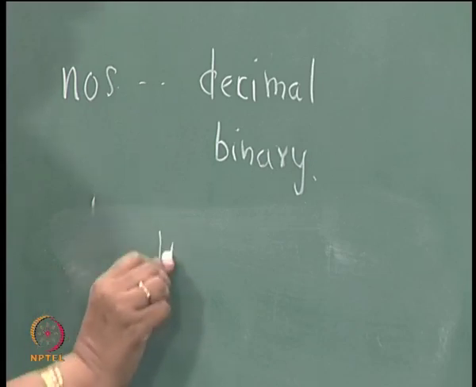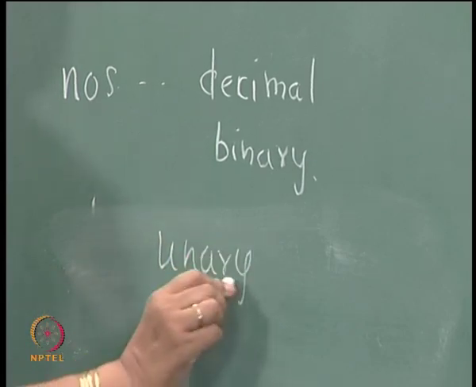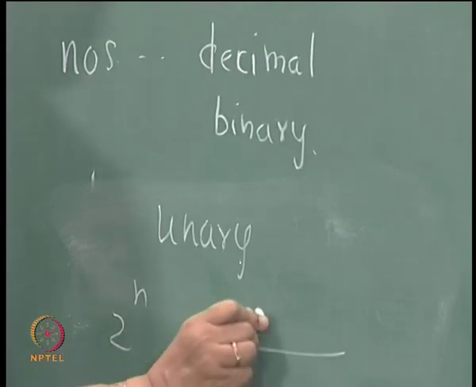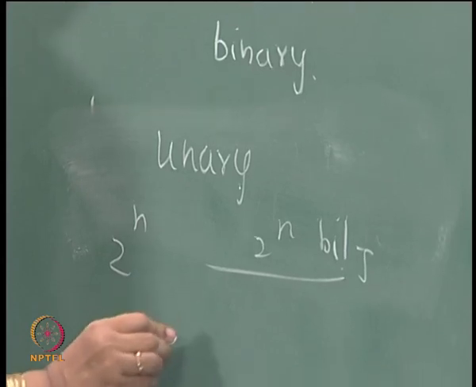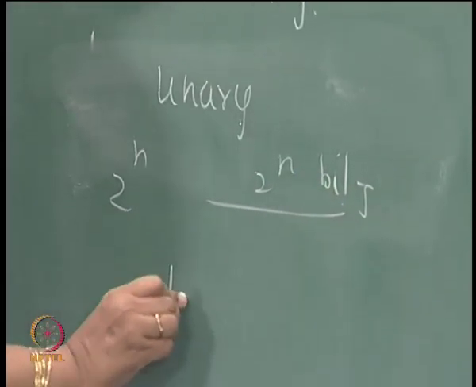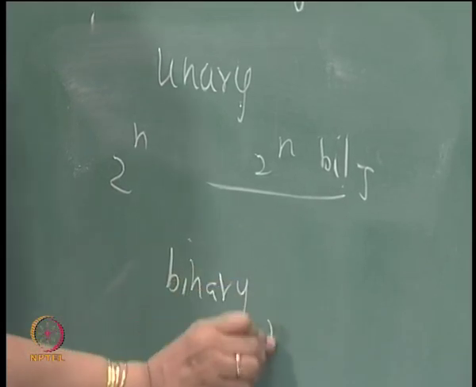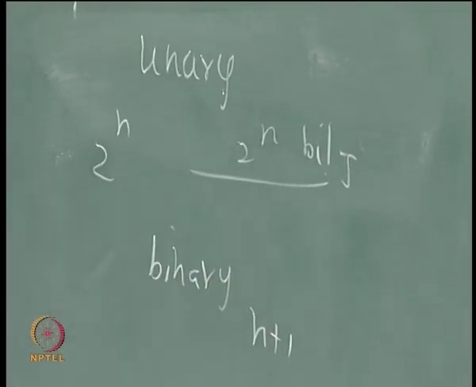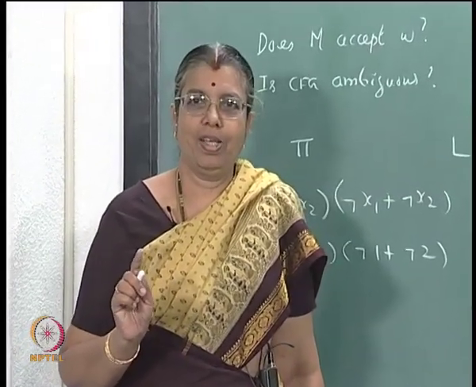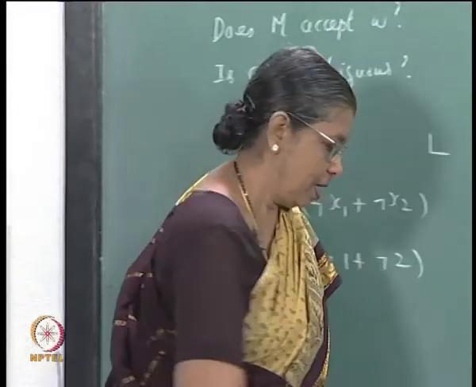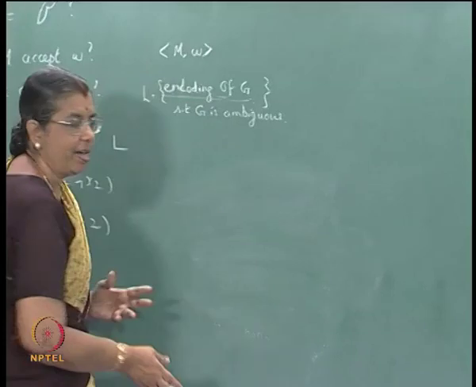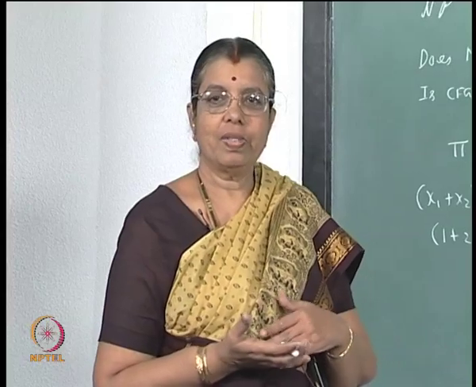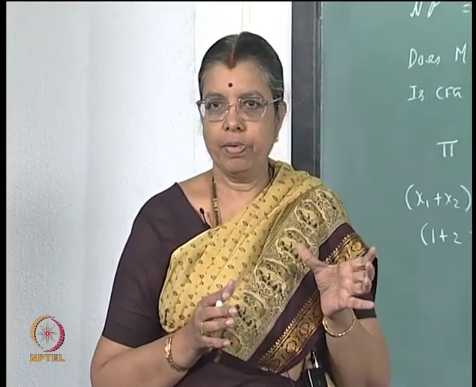But if you use unary representation, 2 power n will use 2 power n bits. In binary it will use n plus 1 bits, a drastic change. So, you should not consider unary representation; any other representation is okay, because you have to scan the whole input. If you represent it in unary, the time will increase exponentially, right. So, you have to choose a proper representation.